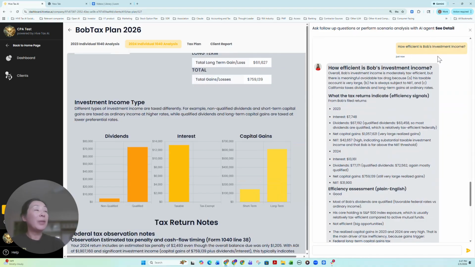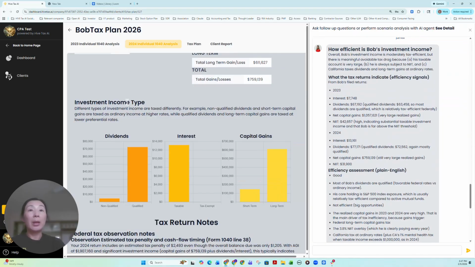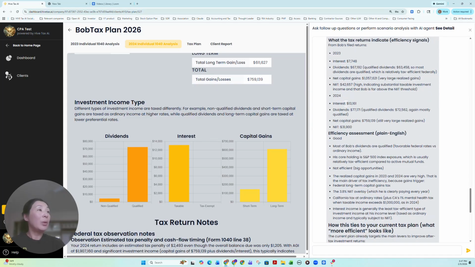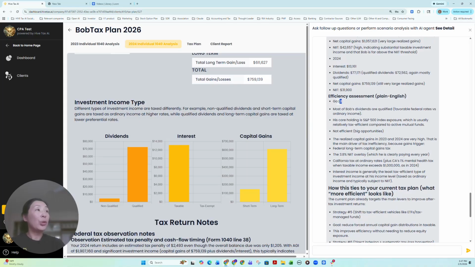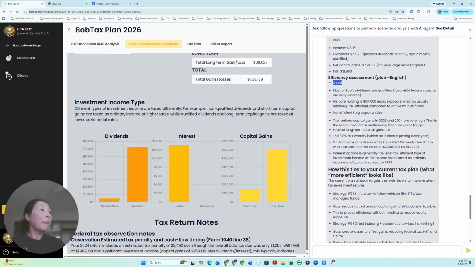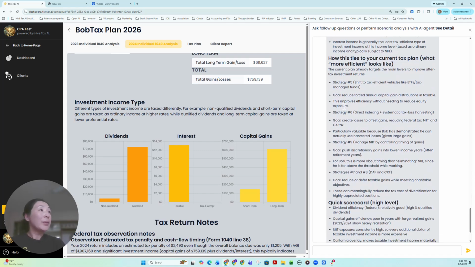Okay, how efficient is Bob's investment? So our AI assistant, built with Bob's tax return and all the tax planning strategies, did a detailed analysis of his 2023-2024 investment income. So overall, the efficiency assessment is good, but there's definitely room for tax strategies. Okay, so our AI assistant suggested two strategies, number 5 and number 6. Number 5 is the shift to tax efficient vehicles such as ETF, and number 6 is direct indexing.